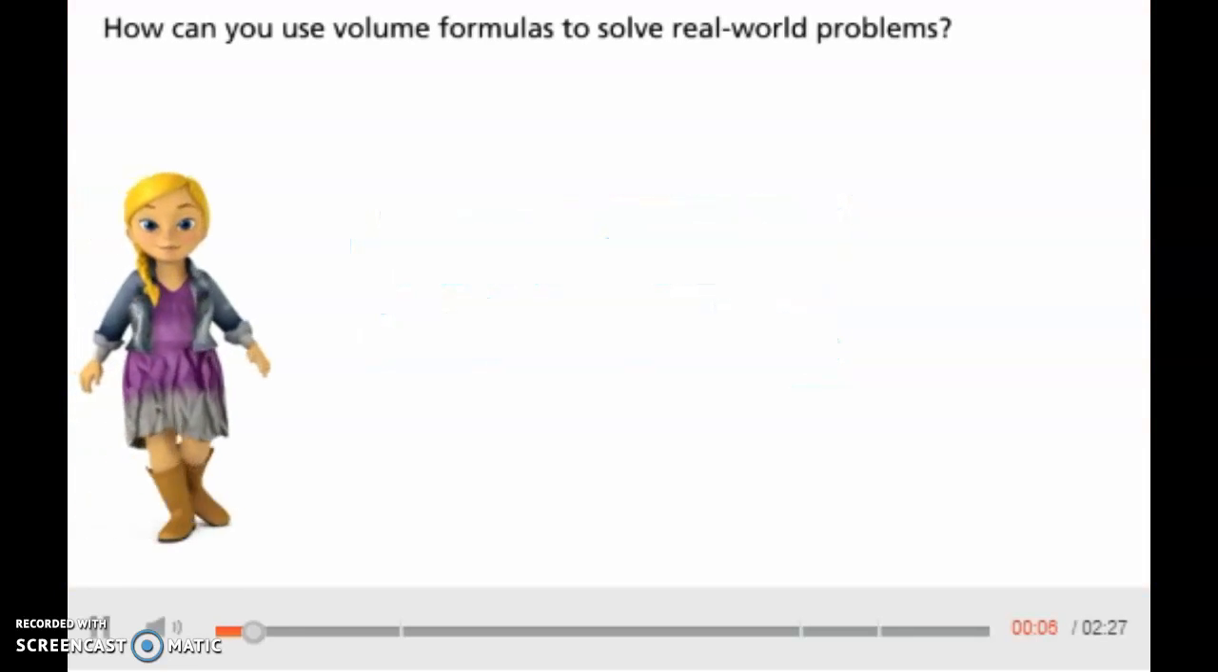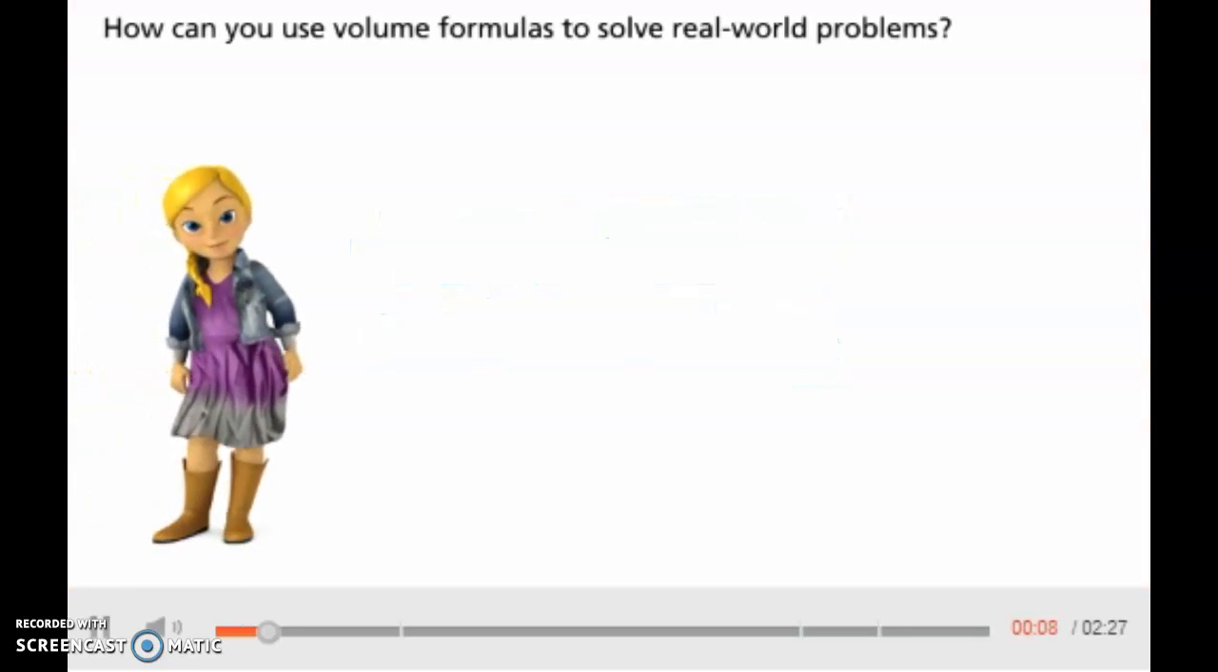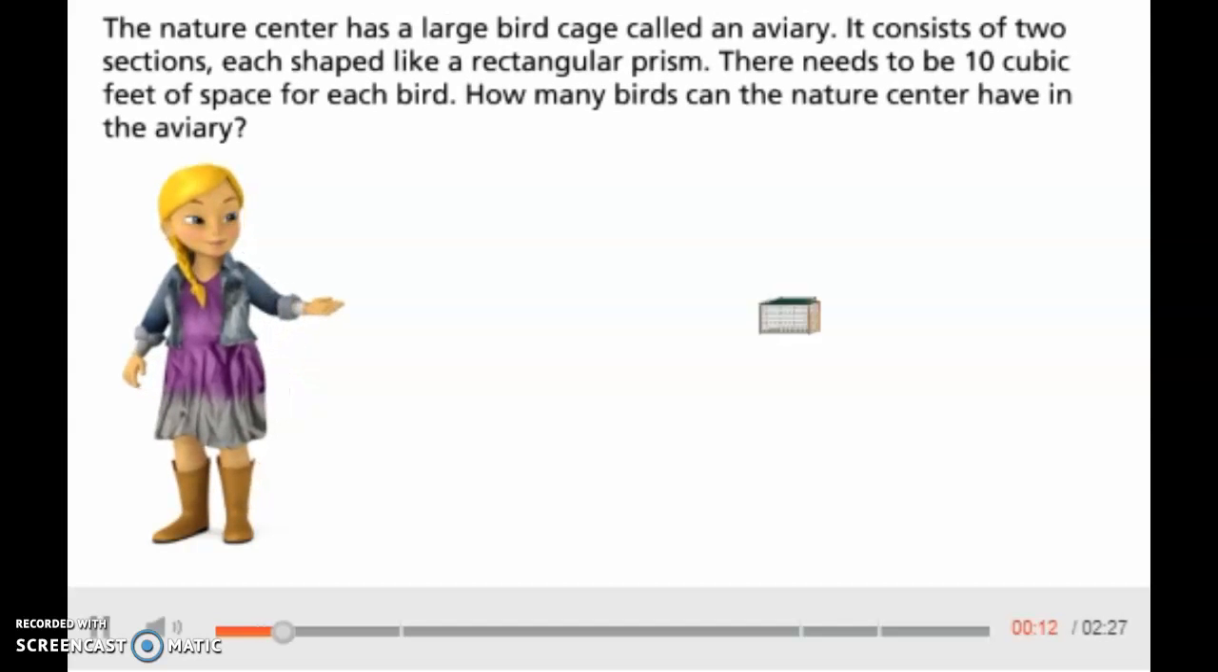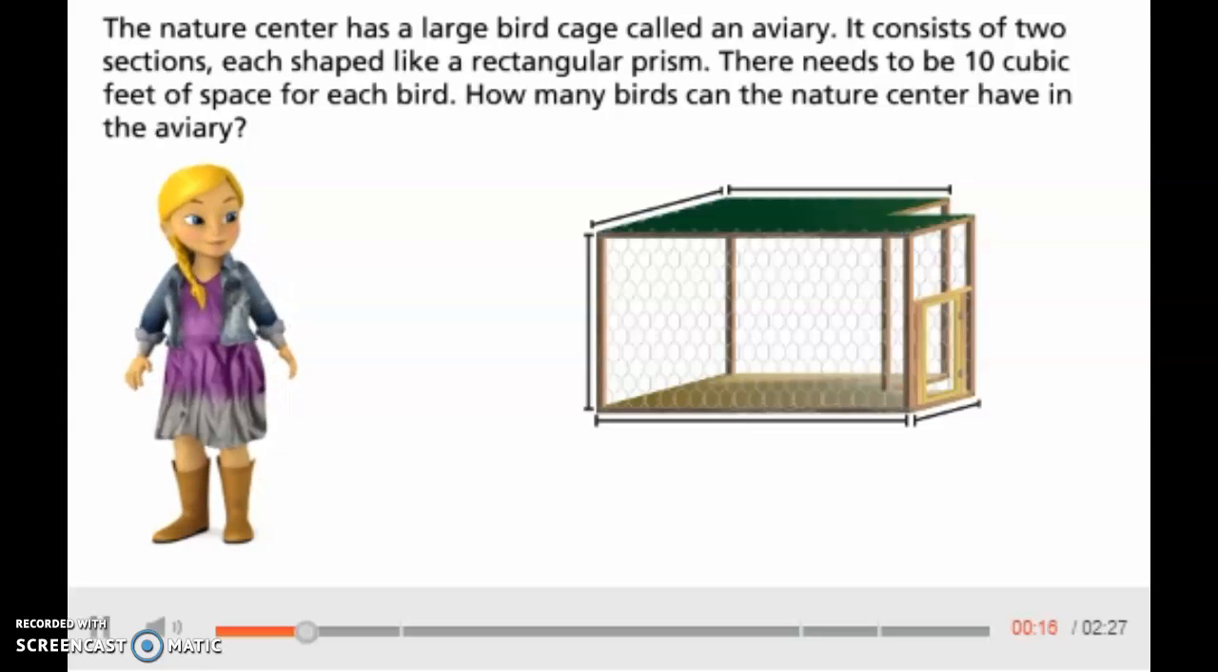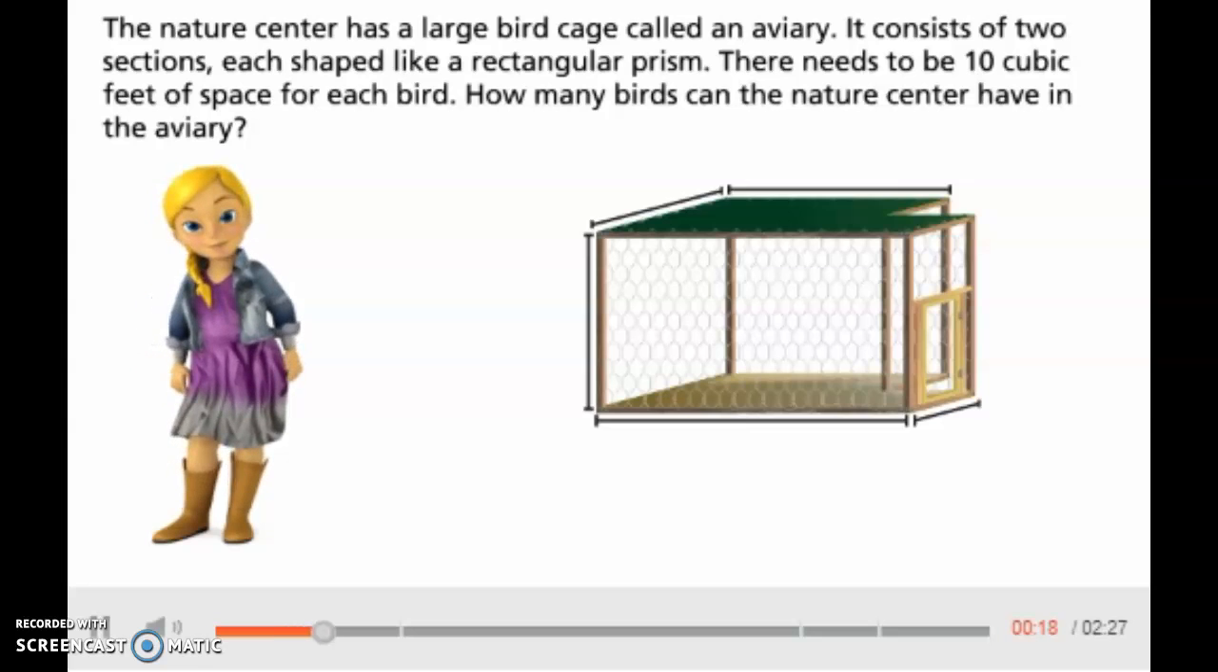How can you use volume formulas to solve real-world problems? The Nature Center has a large bird cage called an aviary. It consists of 2 sections, each shaped like a rectangular prism. There needs to be 10 cubic feet of space for each bird. How many birds can the Nature Center have in the aviary?